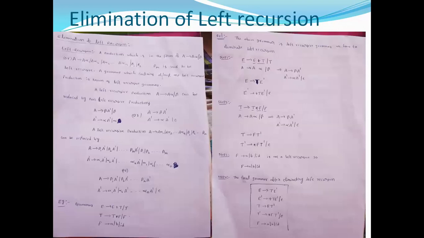So here, what is left recursion? A production in the form of A → Aα | β, or A → Aα1 | Aα2 | ... | Aαn | β1 | β2 | ... | βm, is said to be left recursive. A grammar which contains at least one left recursion is known as a left recursive grammar.